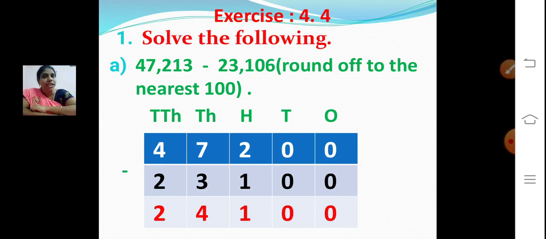24,100. First round off the numbers to the nearest 100. Then you subtract these two numbers. So 47,213 is rounded off to 47,200 and 23,106 is rounded off to 23,100. Then you subtract the two numbers.